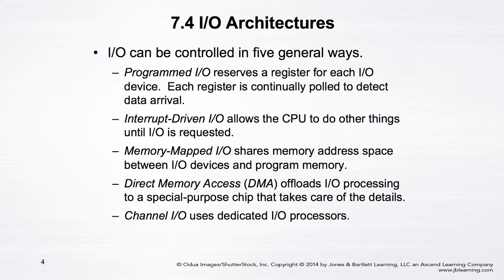The next one is direct memory access, DMA. Basically this scheme offloads the I/O processing to a special purpose chip that takes care of the details, okay? The CPU does not have to process, but the designated chip is going to take care of I/O processing. And the last one is the channel I/O. Basically this scheme uses a dedicated I/O processor. Okay.